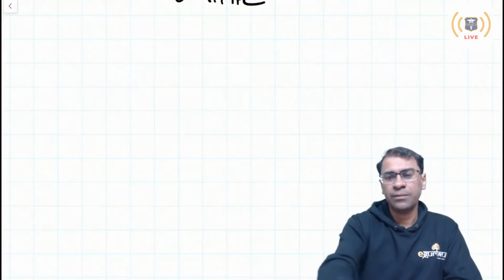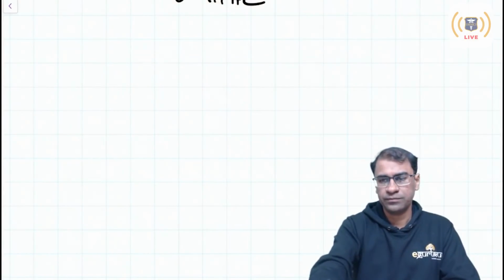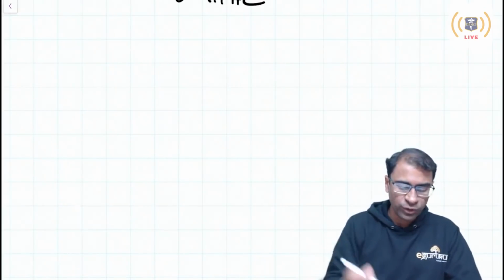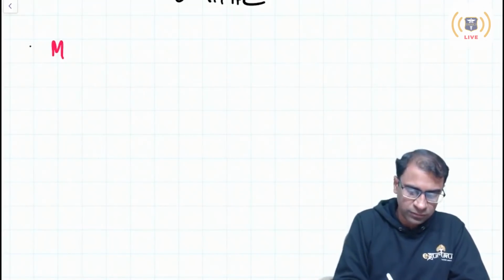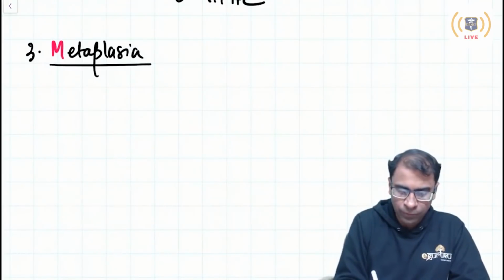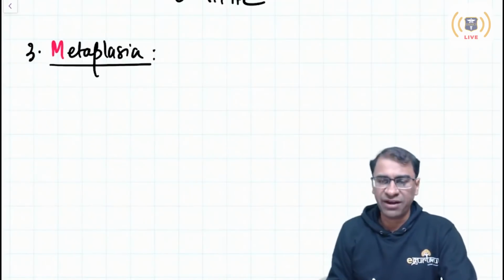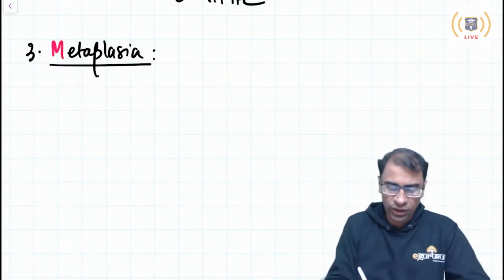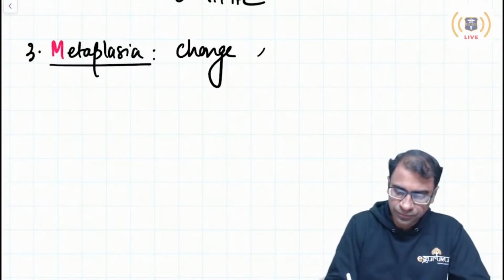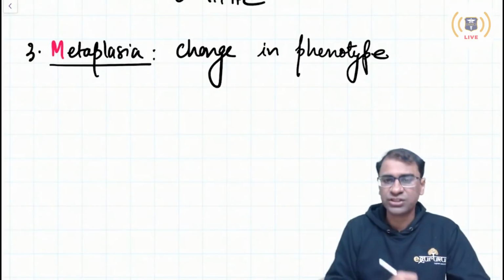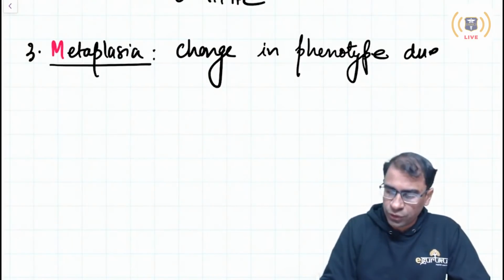The next one is metaplasia. Our next topic will be metaplasia. So how do you define this third topic? Metaplasia, in pathology, is defined as a change in phenotype.